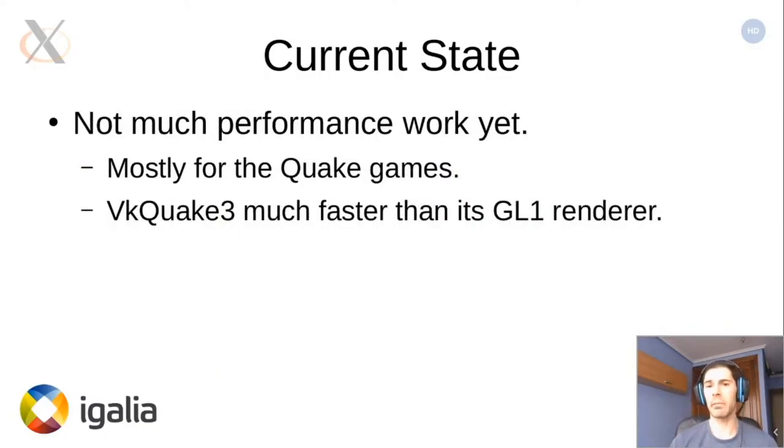Regarding performance, we haven't done much yet, as I said. Mostly the only performance work that we did was to get the Quake games running smoothly. We can say though that VK Quake 3 in particular has both a Vulkan and a GL renderer, and the Vulkan renderer is much faster, which is very encouraging. Of course, the GL rendering is based on GL1, so it's not the most modern implementation, I guess, but still, I think it's a good result. For those of you who know Quake 3, you know there is also a GL2 renderer, but that's more of an experimental thing that adds a pile of other rendering features, so the performance doesn't really compare with that renderer, even if it's more modern. So that's why I think the comparison with the GL1 renderer is the best.